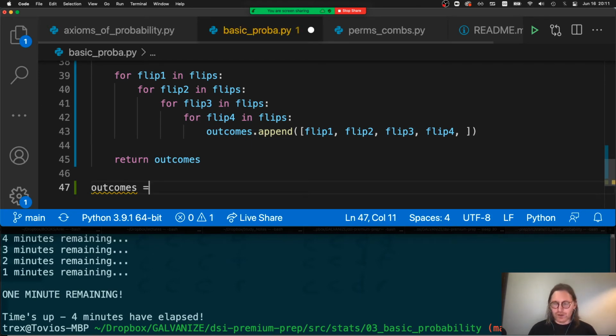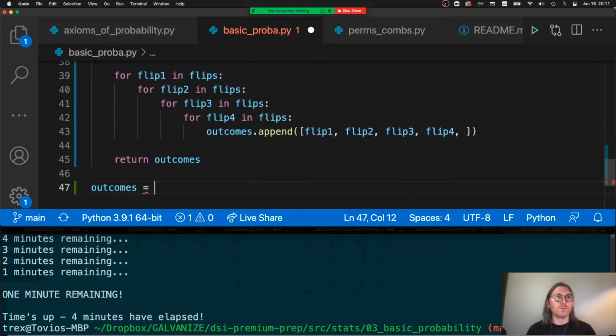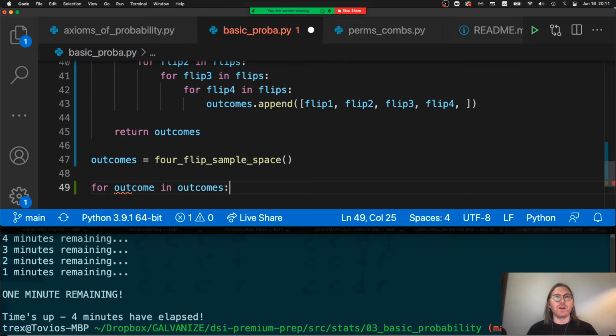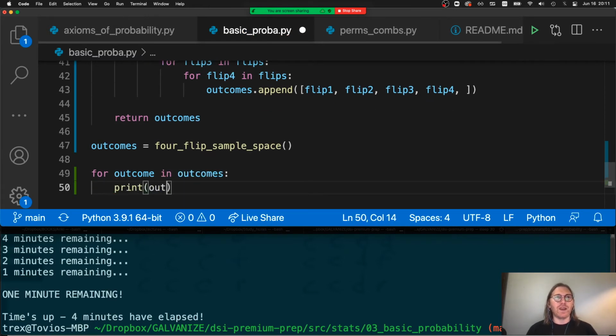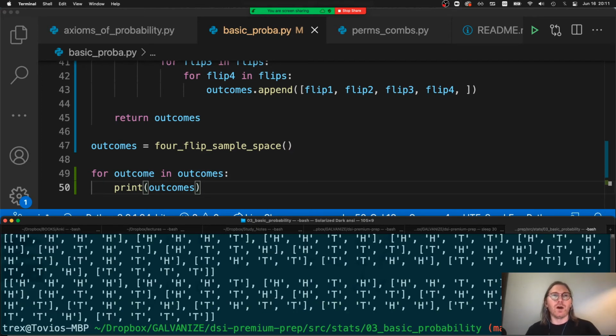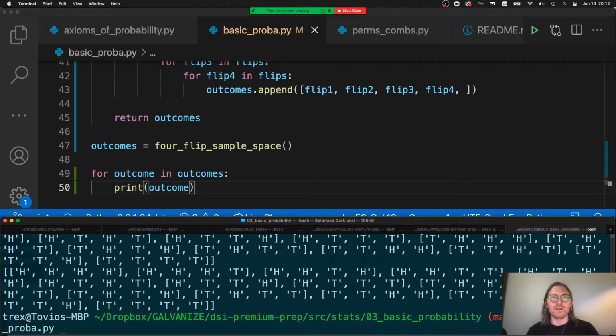If I want to get these out of here, of course, I can call the function for flip sample space. Oops. And we can traverse this for each outcome in the outcomes, let's print that outcome. So this particular one, that is not very readable because I'm printing outcomes a bunch of times, not the single outcome.